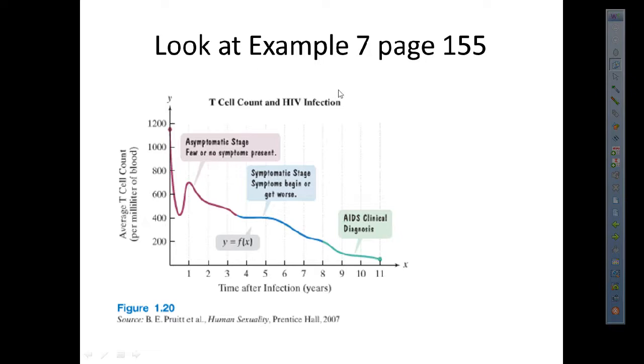Now, don't worry about looking at example 7 on page 155 unless you just want to, but you can look at graphs and you can get a lot of information. This is the time after infection on this axis, and this is the average T cell count per milliliter of blood, and this tells you exactly what's happening over the 11 years, and you can also make note of certain things that happen along the way. So graphs are really useful for showing a lot of information at one time, and to see trends that may be developing, behavior that's happening over time, and things like that. Graphs can be very important, and being able to read them is important as well.